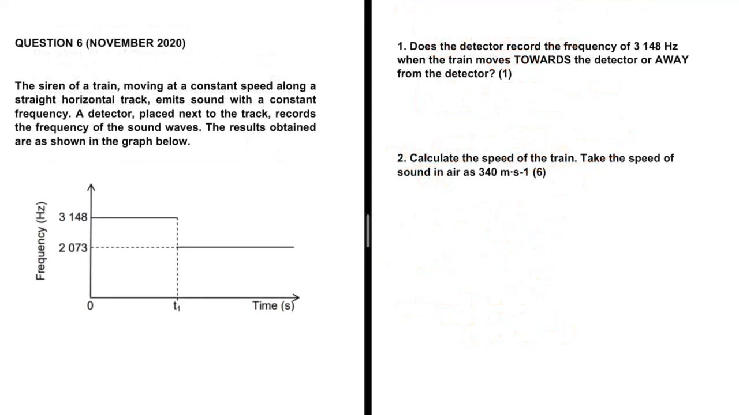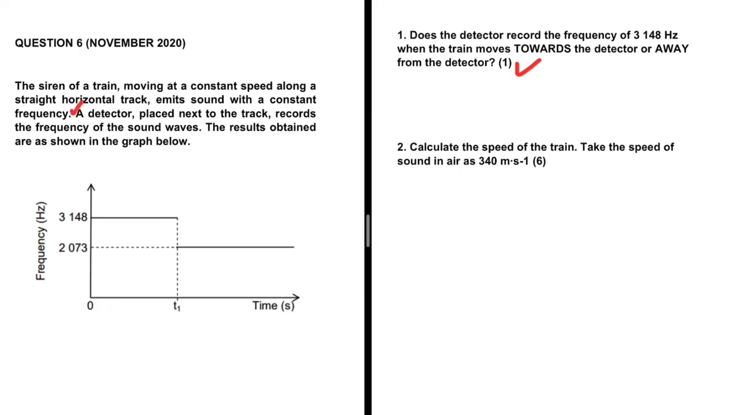Does the detector record the frequency of 30,148 Hz when the train moves towards the detector or away from the detector? That is the first question. Let's go ahead and take a look at our situation. The siren of a train moving at a constant speed along a straight horizontal track emits sound with a constant frequency. Right, you have a train, it is moving and it's emitting sound at a constant frequency. So the train is our sound source, right? And then a detector placed next to the track records the frequency of the sound waves. Okay, that is our listener, and the results obtained are shown in the graph below.